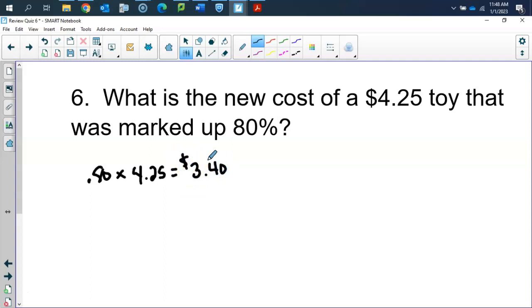That is called our markup. That is not the answer that we're looking for. The markup makes something cost more, so we will add that to the original price of the toy. $4.25 plus $3.40 gives me $7.65. That's the selling price of the new toy.